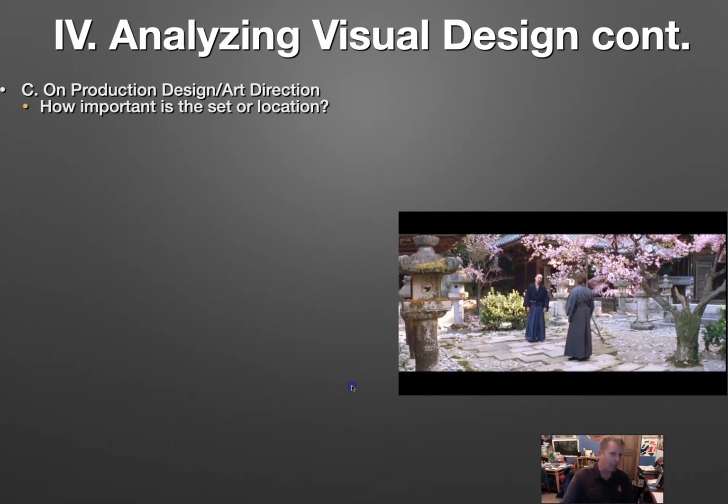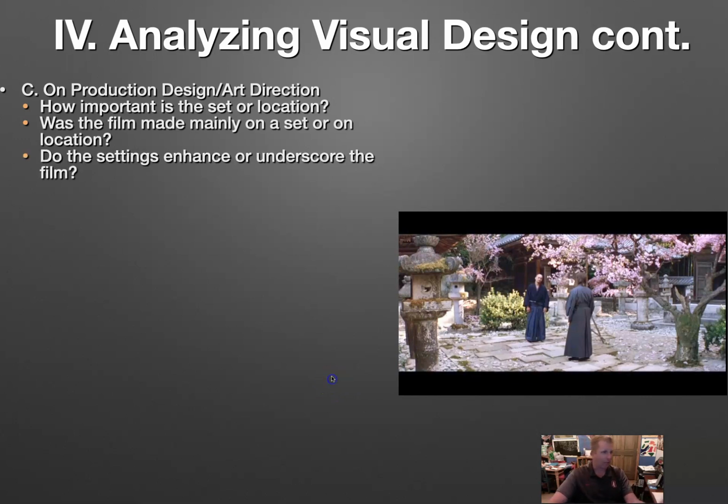The production and art design. How important is a set or a location? Some people like to have it on a set. So you watch the movie on a set and it's very controlled and you can have it look exactly like you want. The movie you're going to watch, City Lights, was filmed on set. Location is where we're going to go off to a specific place and make it look real, like the movie The General, which was filmed on location in Oregon. And so that's a really important choice that they make. Was the film made mainly on set or on location?